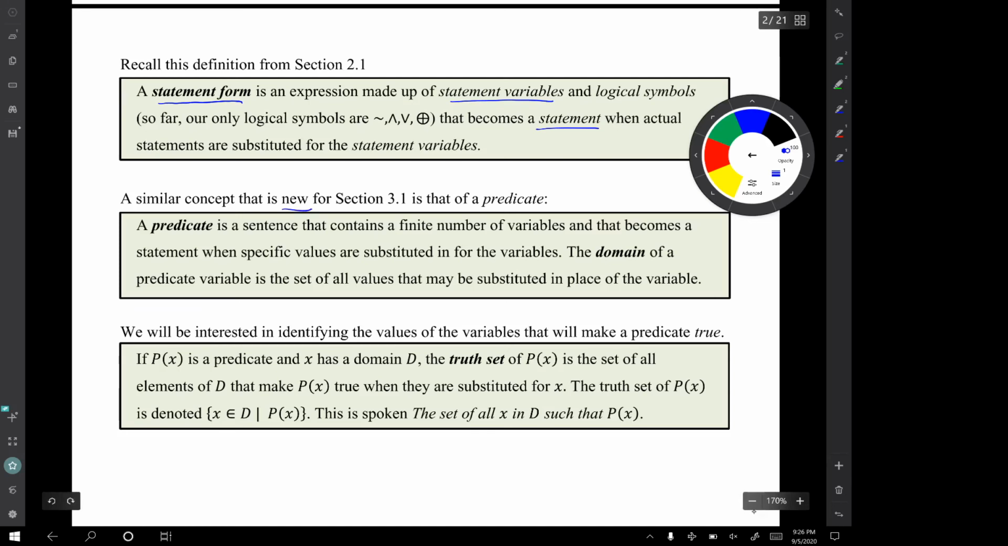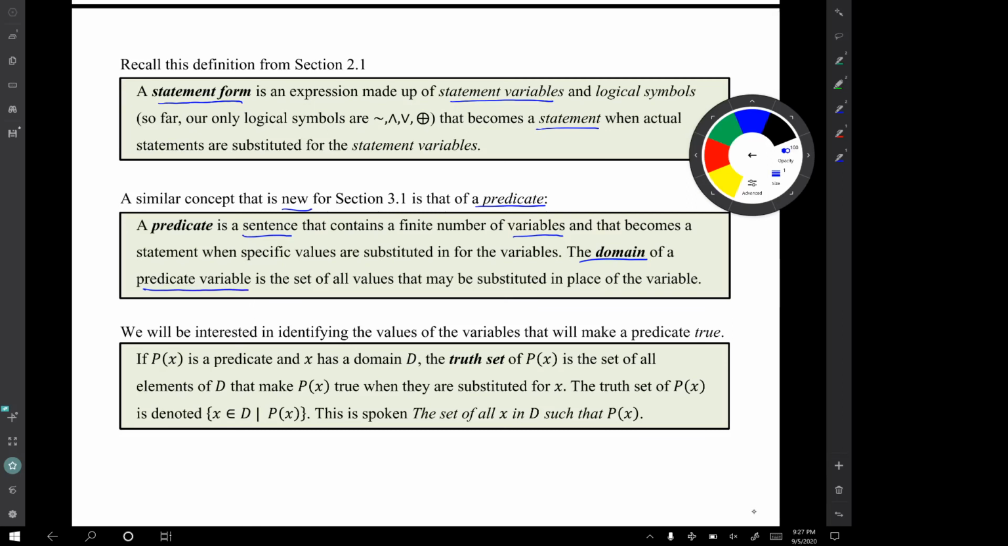A new concept for section 3.1 is the idea of a predicate. So a predicate is a sentence that contains a finite number of variables that becomes a statement when specific values are substituted in for the variables. Now, in statement forms, we had variables, but those variables represented statements. They were called statement variables. In predicates, variables can be all sorts of kinds of variables. So for the variables, there's going to be the idea of the domain of a predicate variable. It's going to be the set of values that can be substituted in place of that variable.